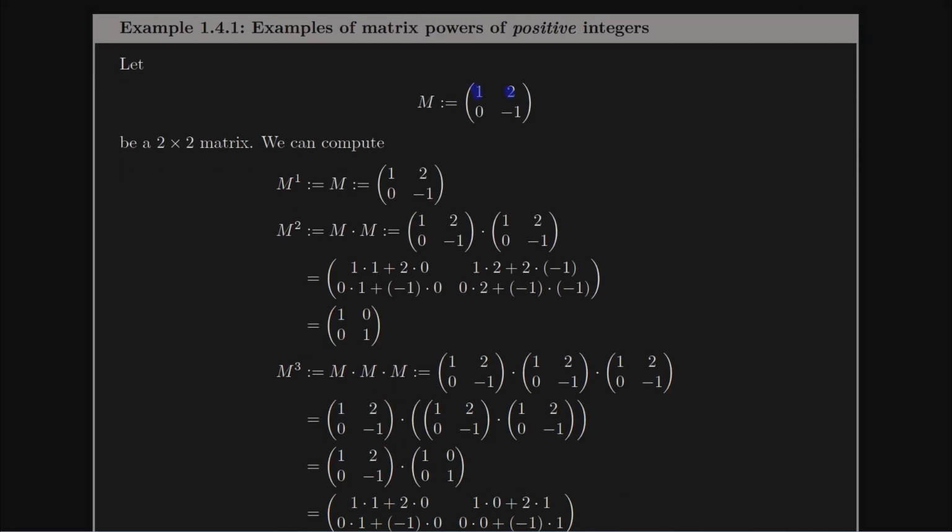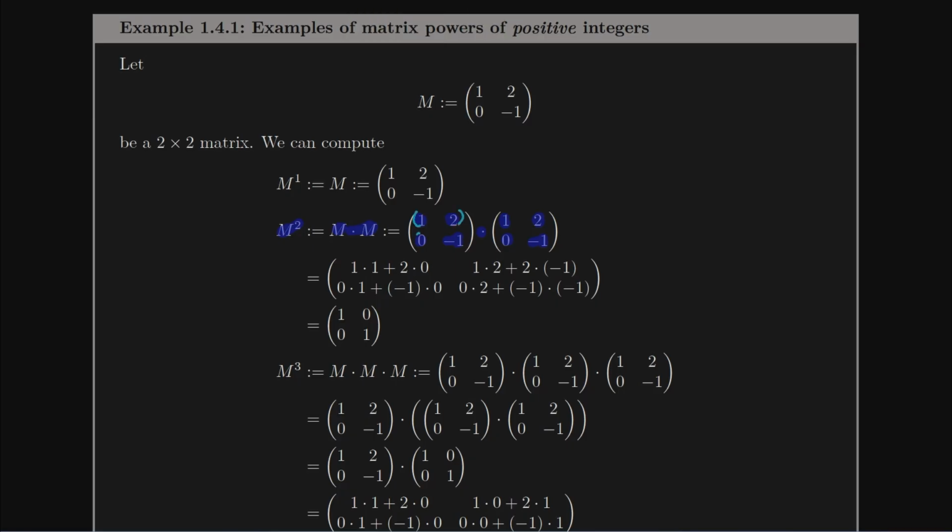Here I have the matrix 1, 2, 0, -1. If I want to take that matrix to the first power, it's just going to be itself. So it's 1, 2, 0, -1. If I want to take it to the second power, this is where things finally get interesting. I'm just going to multiply the matrix by itself. So I'll have 1, 2, 0, -1 times 1, 2, 0, -1. And then let's recall how we actually compute matrix multiplication.